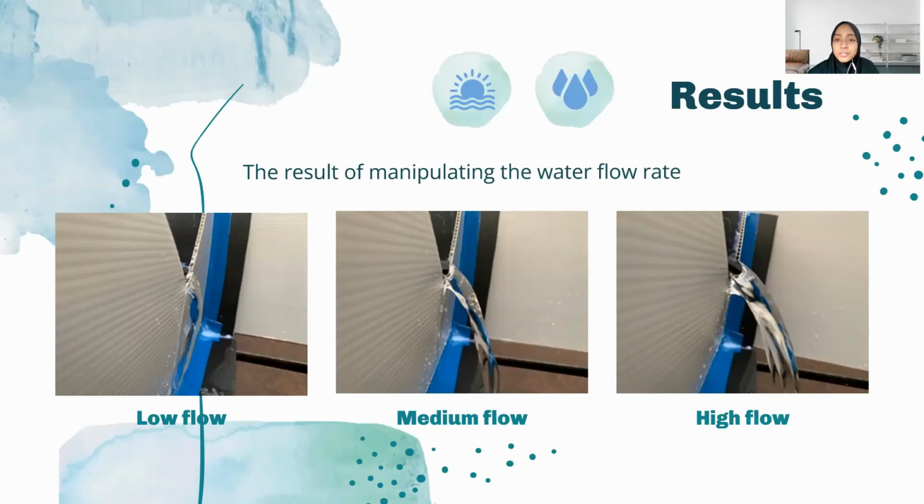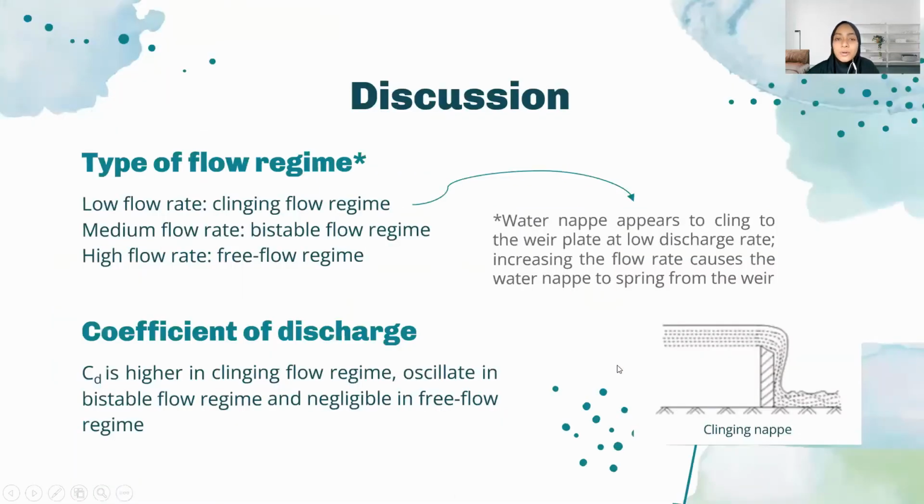The result of manipulating water flow rate, as you can see here, at the low flow rate, medium flow rate, and high flow rate, you can see the obvious difference between the three results. Now I'll discuss what we have obtained from our results. First is the type of flow regime. In the low flow rate, it is called clinging flow regime. The medium one is called bistable flow regime, and the high flow rate is called free flow regime.